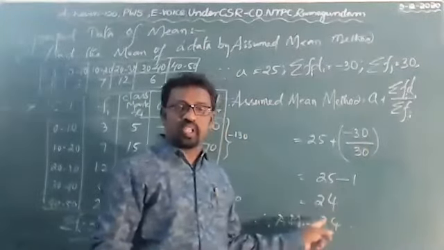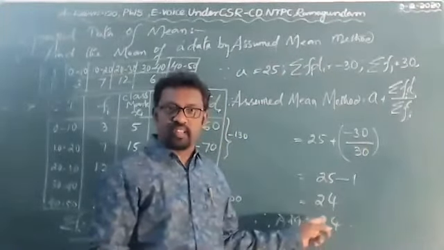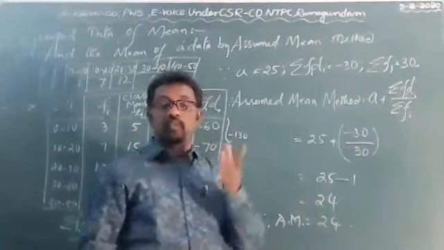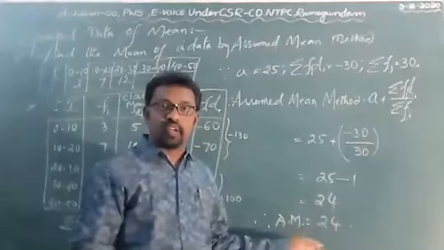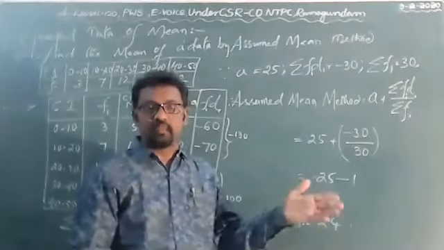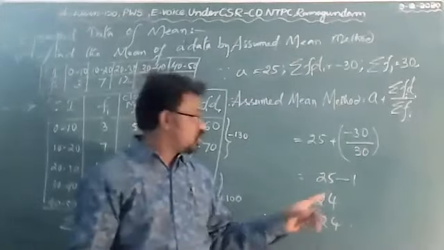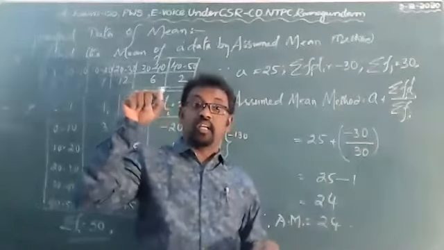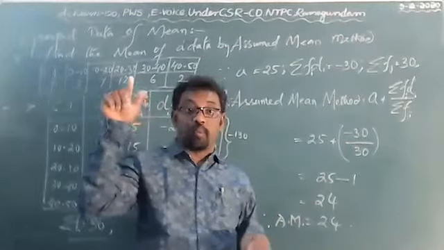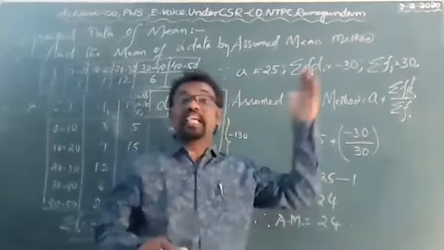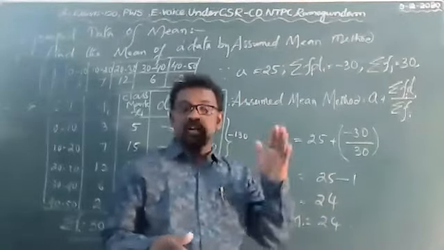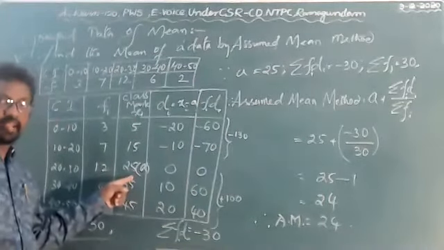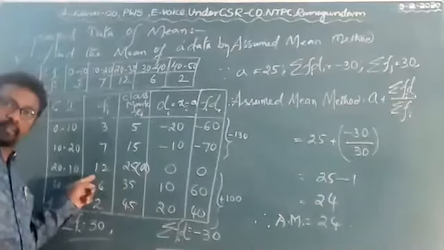If you take 45, you already know the answer is 24. That means if you take 45, how much will you get here? 45 minus 24, so you will get 21 here. That is a very big calculation. 30 into 21, how many times? The calculation part will increase. So that's why I took A as 25, because this is the maximum value.